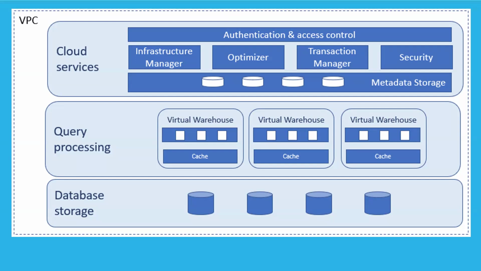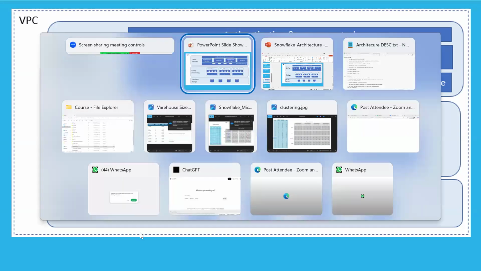If you store data in a table, the data will reside in a combination of multiple micro partitions. Each micro partition size will be 500 MB, and the data will be stored in Snowflake in a column format, not in the traditional format. One second, I will show you.